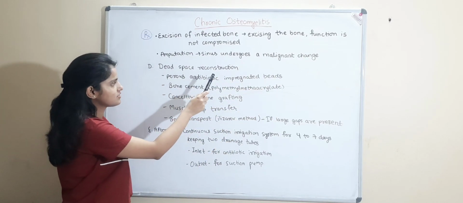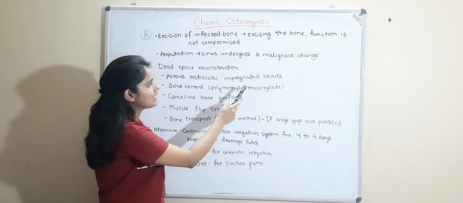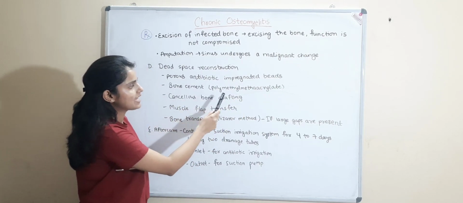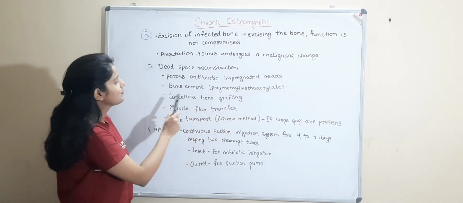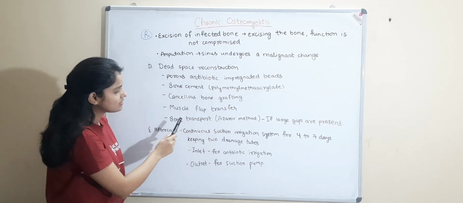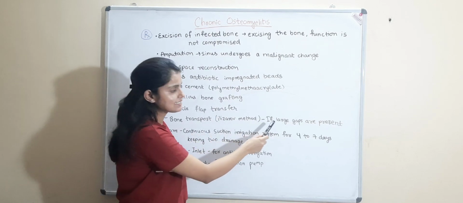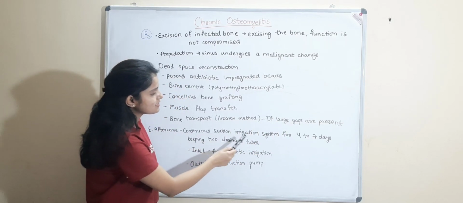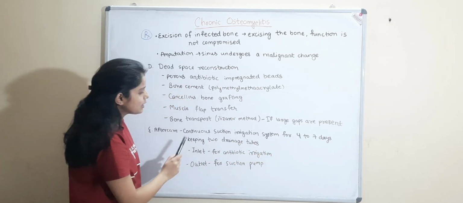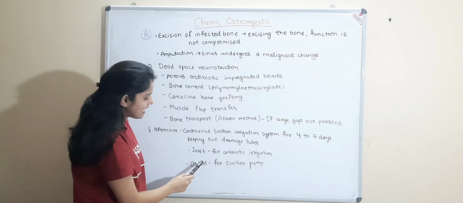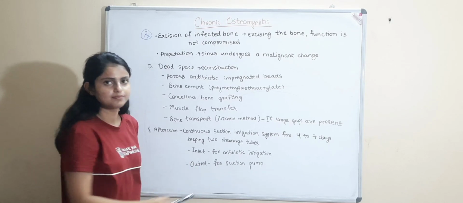Dead space reconstruction. Porous antibiotic impregnated beads can be kept. Bone cement, polymethyl methacrylate can be kept. And cancellous bone grafting can be done. Muscle flap transfer and bone transport, Ilizarov method if large gaps are present. And aftercare, continuous suction irrigation system for 4 to 7 days, keeping 2 drainage tubes, inlet tube for antibiotic irrigation and outlet tube for suction pump.